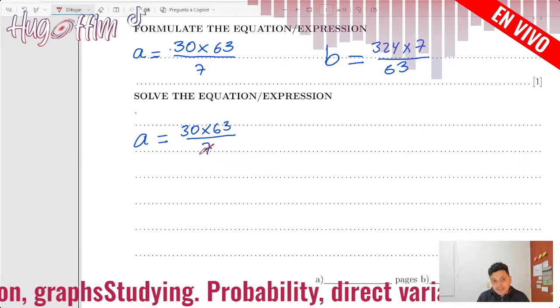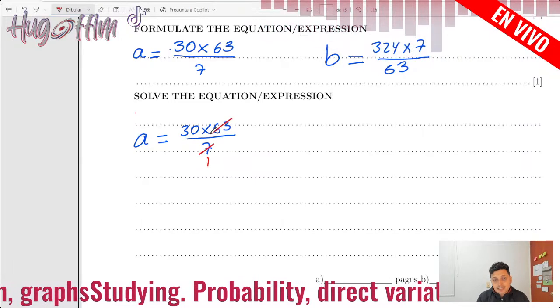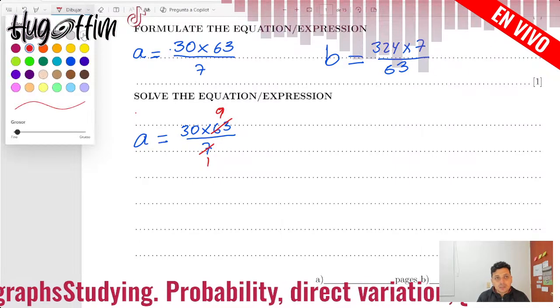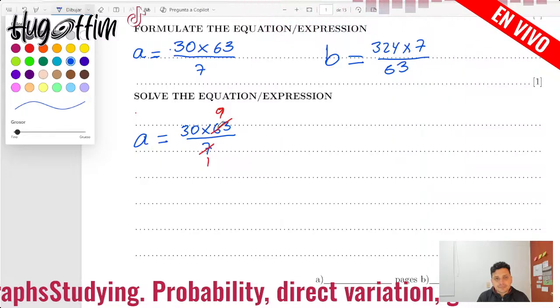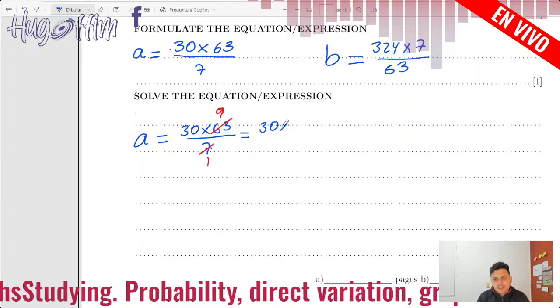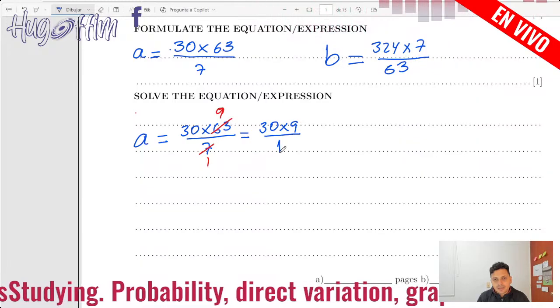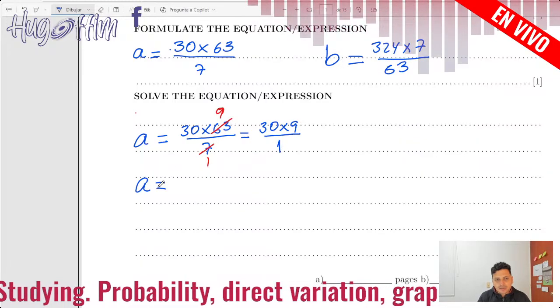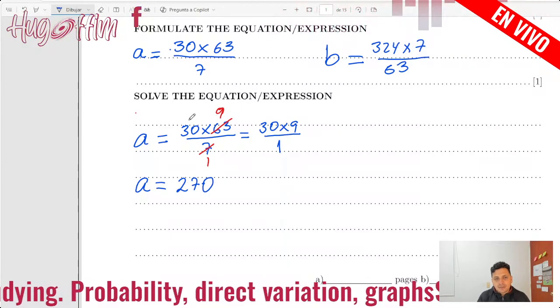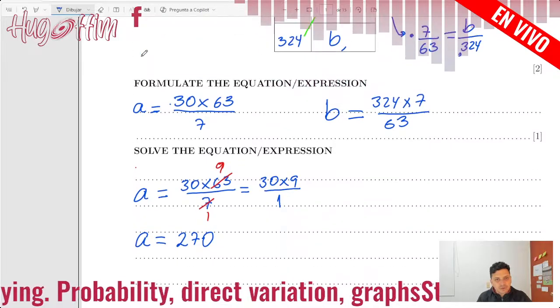So if I divide by 7, this is going to be 1, and 63 divided by 7 is going to be 9. So in this case, I'm just going to get as an answer 30 times 9 divided by 1. So it means that A is going to give you 270. I didn't put units. It's important for you to put units.